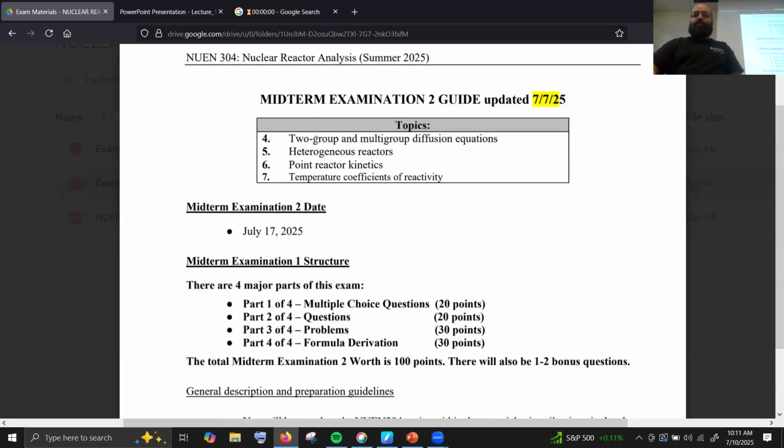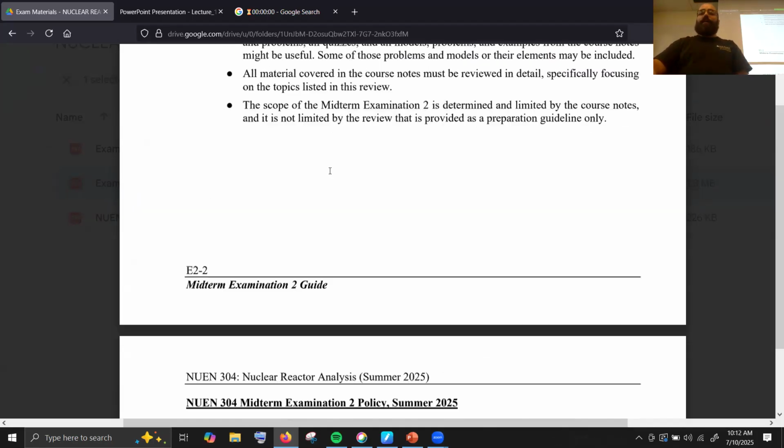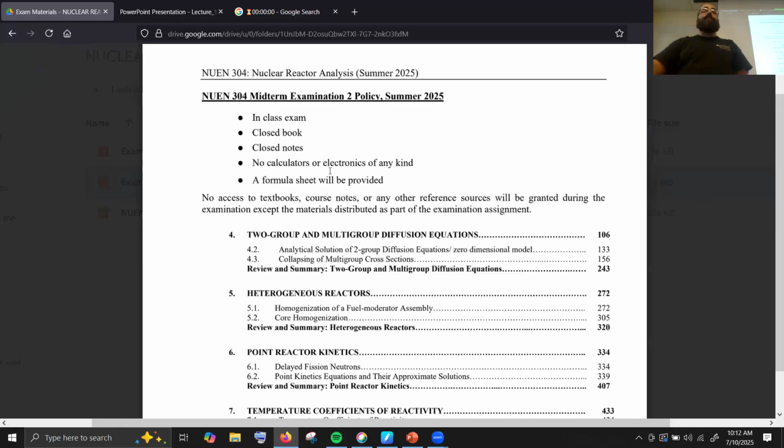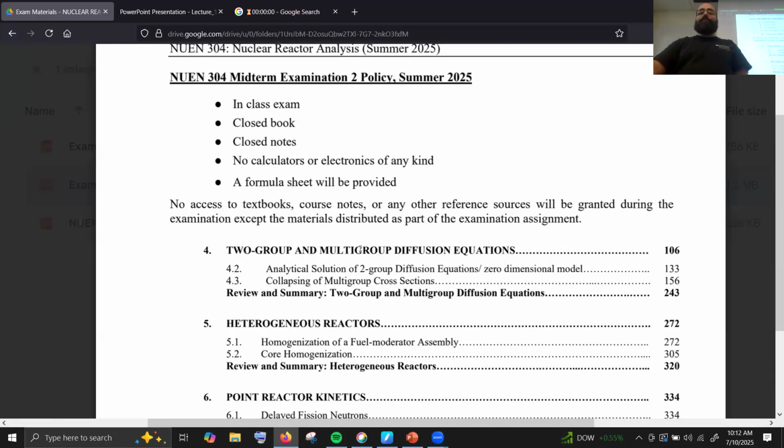So this is showing which chapters from Dr. Svedkov's notes I'm going to be pulling questions from. We're only going to be touching the very end of chapter 4, so it's not covering all of chapter 4. It's only covering the new models that we've discussed in chapter 4 since exam 1.